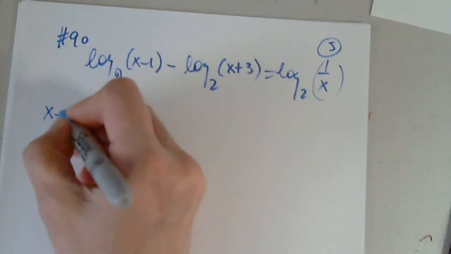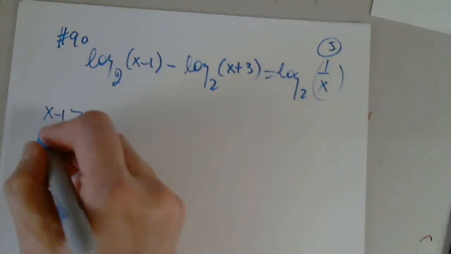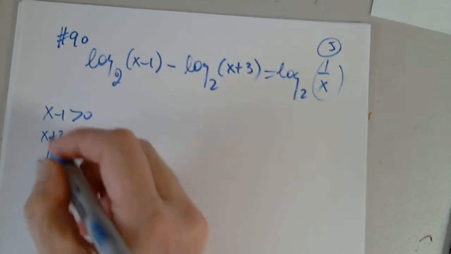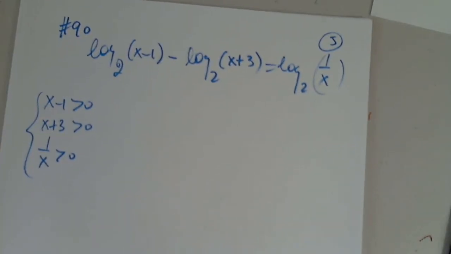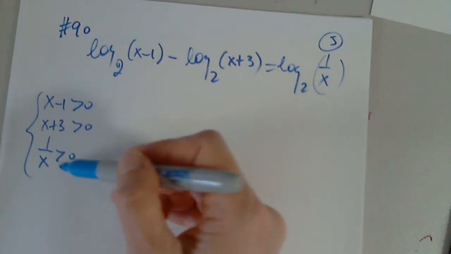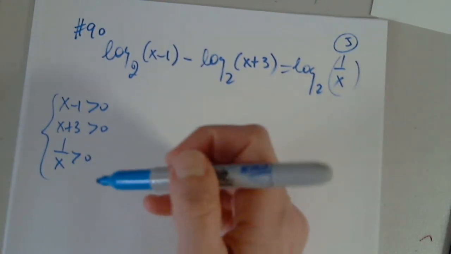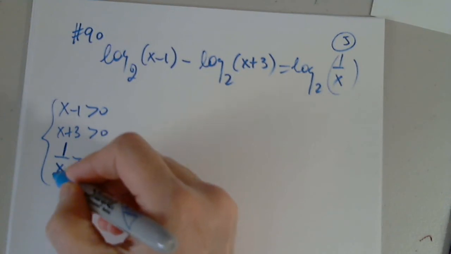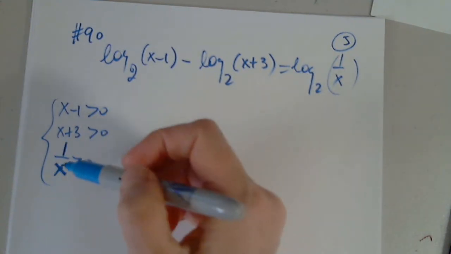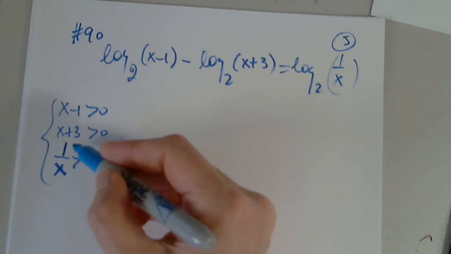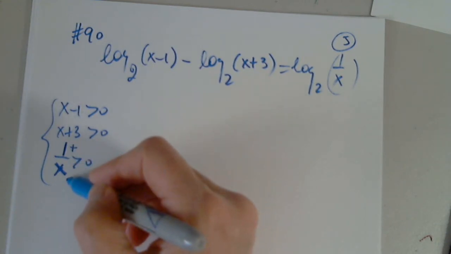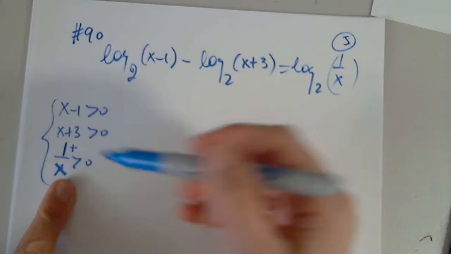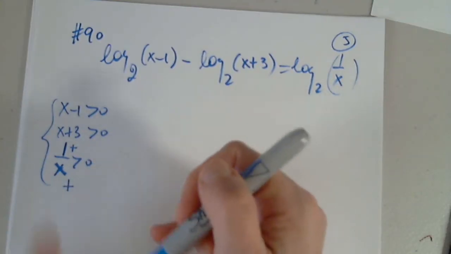First condition, x minus 1 must be positive. Second, x plus 3 must be positive, and 1 over x must be positive. So I start with 1 over x because we have not seen something like this before. What kind of number should x be for the quantity to be positive? If the top is positive, the denominator must be positive. Otherwise, the ratio will never be positive. If this is negative, positive over negative will not be positive.